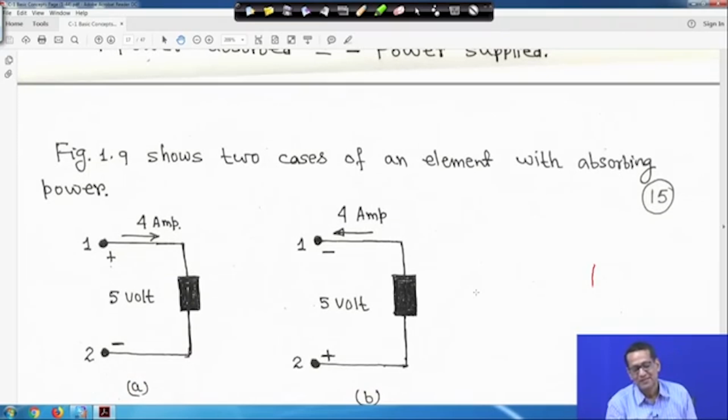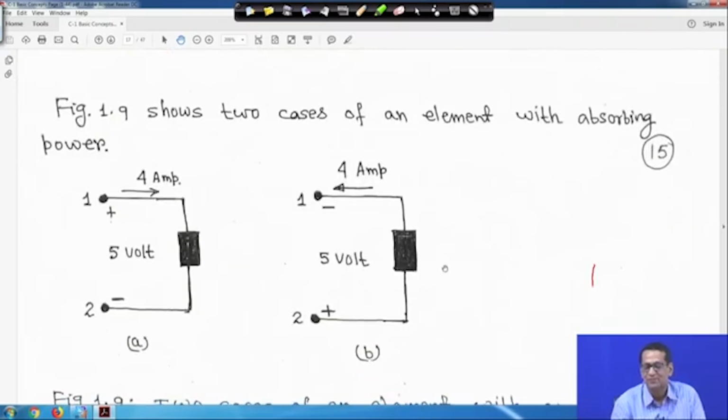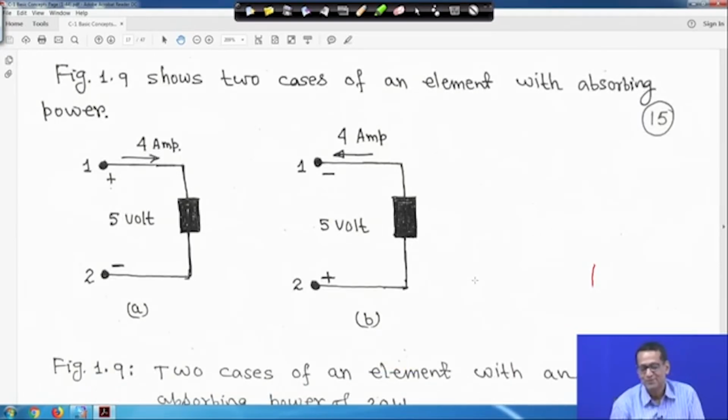Now look at this figure, figure 1. It shows two cases of an element absorbing power. If you look into that, here the current is entering the positive terminal, this is plus, and this is 5 volt. So what will be the power? V is equal to 5 volt, and I is equal to 4 ampere. So power will be 5 into 4, so 20 watt, right, because current is entering the positive terminal.